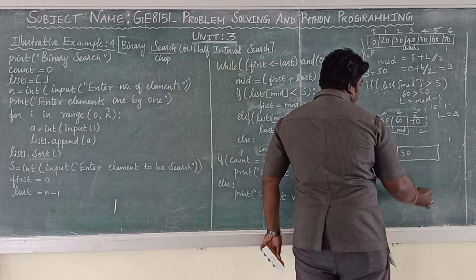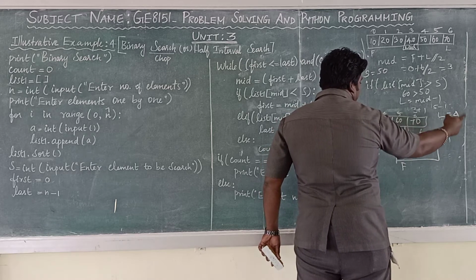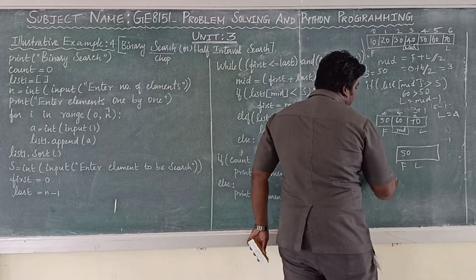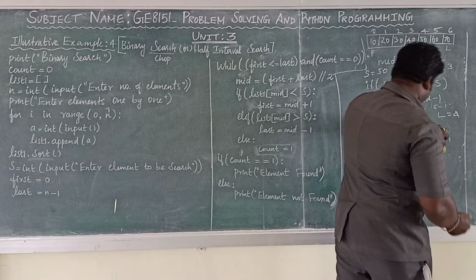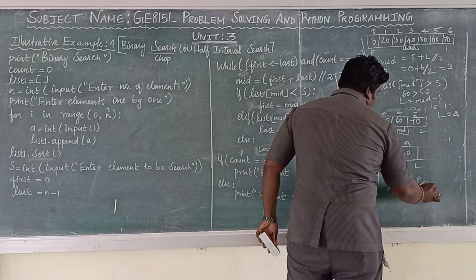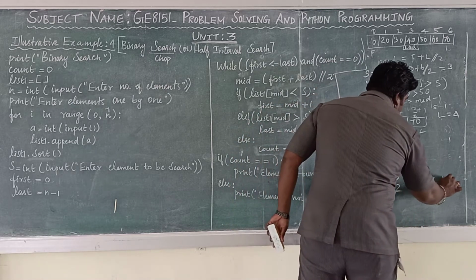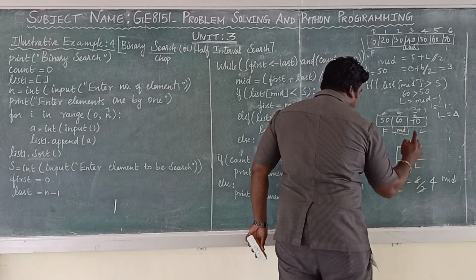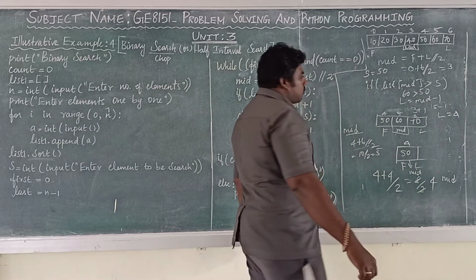50. Okay. What is first? First is 50. What is last? Last is also 50. So 4 plus 4 divided by, this index is 4, right? 4 plus 4, 8 by 2. Now your mid is also 4. So first is mid, last is also 4 and mid is also 4.